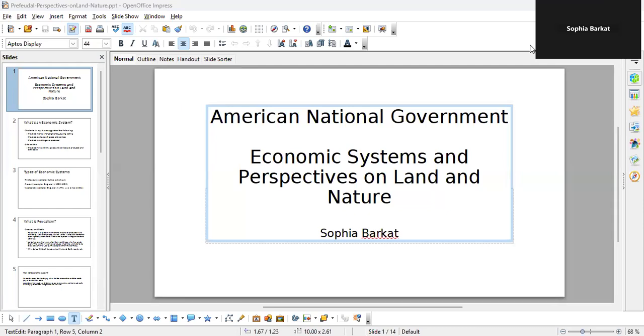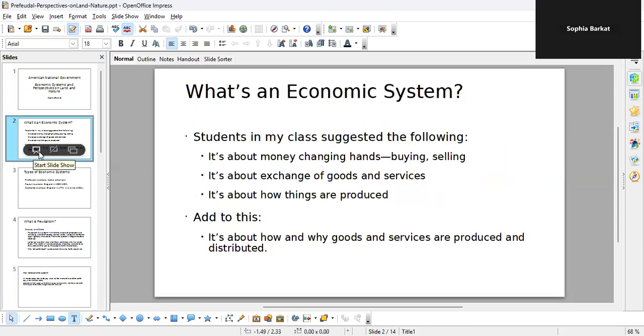Let's talk about economic systems and perspectives on land and nature. So for the last couple of weeks, we've talked about economic systems, we've talked about community engagement, we've talked about early forms of political system in the US and also economic systems. Now we've started to talk about property. So let's start thinking about how all of this comes together.